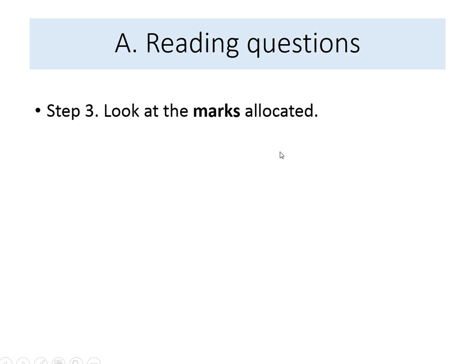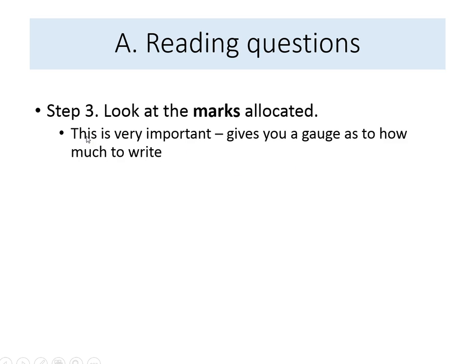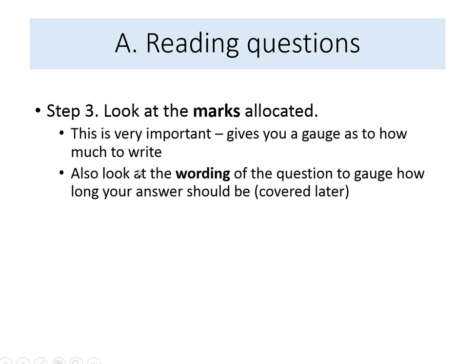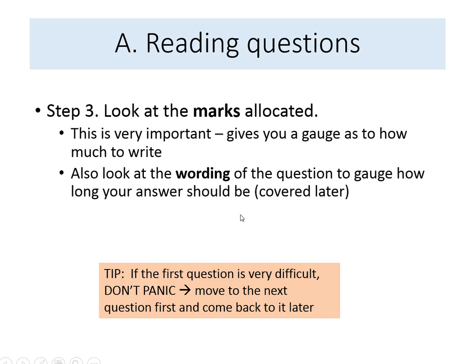And step 3, look at the marks allocated. Now this does seem like a no-brainer, but I'm actually still quite surprised at how sometimes students give 1 or 2 word answers when there are many marks that are allocated. This is very important. The number of marks allocated actually gives you a good gauge as to how much you should write and how long your answer should be. You also want to look at the wording or the phraseology of the question to gauge how long your answer should be, and I will cover this later.